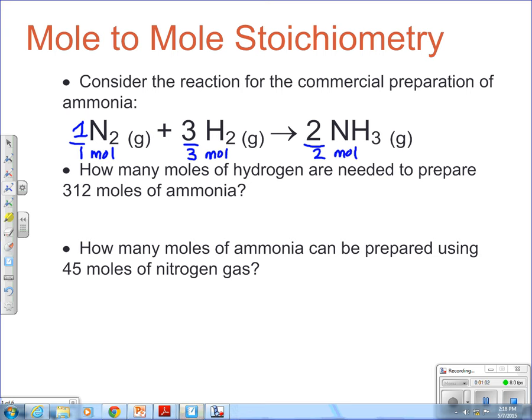These are the ratios I will be using to solve the following two problems. So let's take a look at this first problem. Let's start with what we were given in the problem, 312 moles of ammonia. Remember, ammonia is NH3. What we do is we go up to our balanced equation and we find the ratio that puts what we want over what we have. Now what we want is to know about hydrogen moles, and what we have is ammonia. So I'm going to put hydrogen moles on the top and moles of ammonia on the bottom.